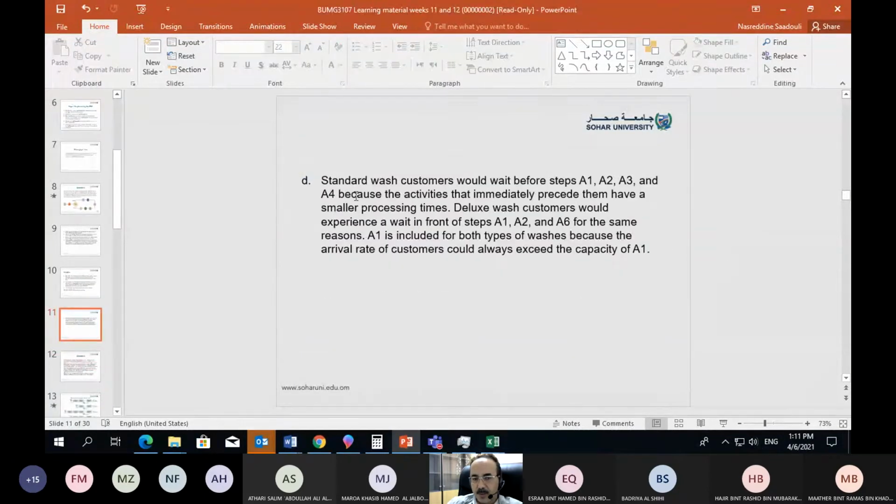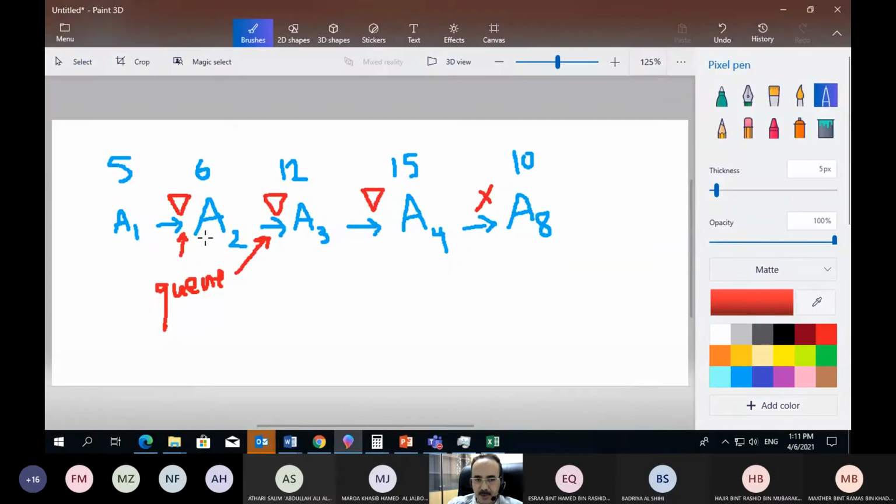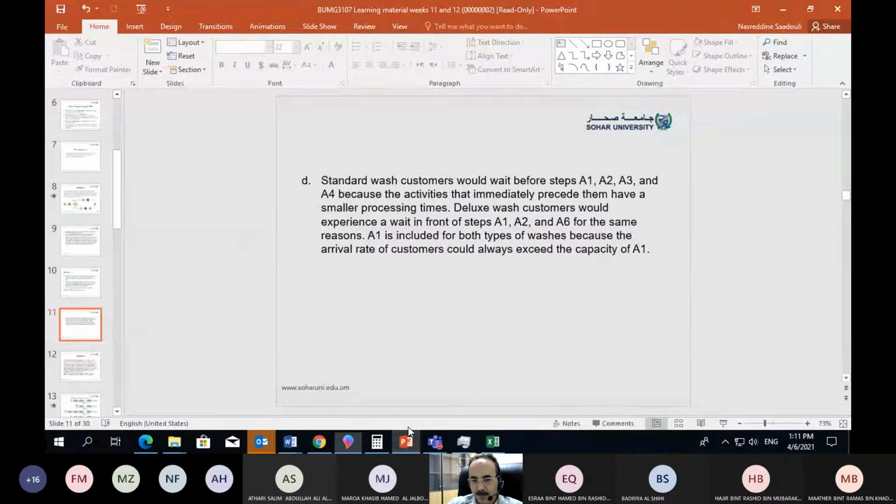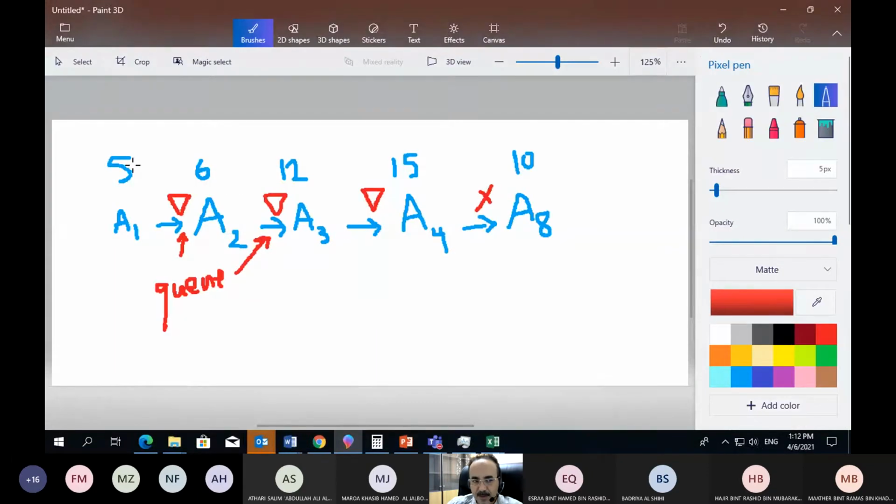The fourth question was on the steps that would have a queue, and as we've already said, we've already identified here A2, A3, A4. We're also including A1 because we assume that the customers are arriving faster than we can operate A1. We're not sure, but we're assuming that. But A2, A3, and A4, we can actually see that because the time is less. Okay.